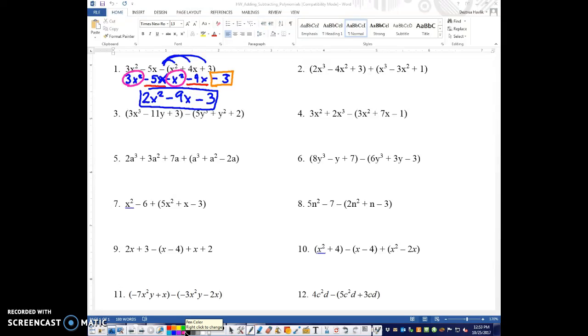Let's look at the next one. So we have our 3x to the third minus 11y plus 3 minus 5y to the third plus y squared plus 2. Notice we have both an x and a y. That's interesting. I'll show you how to handle that. Okay, so let's combine our like terms.